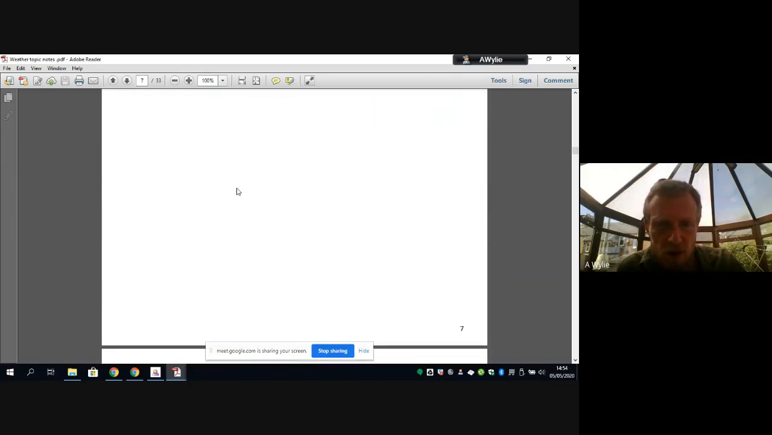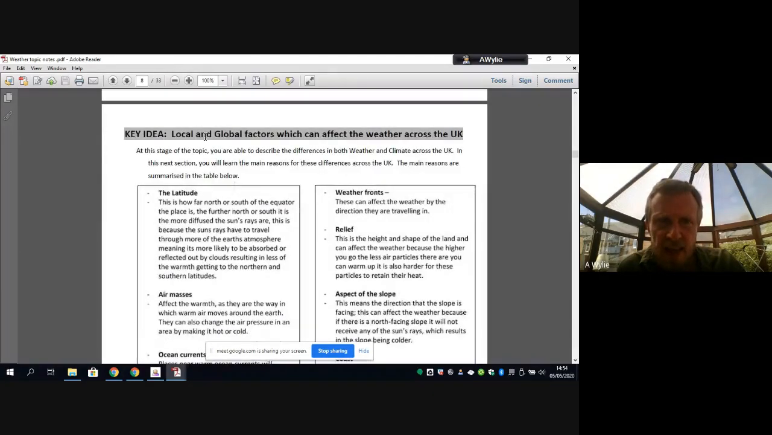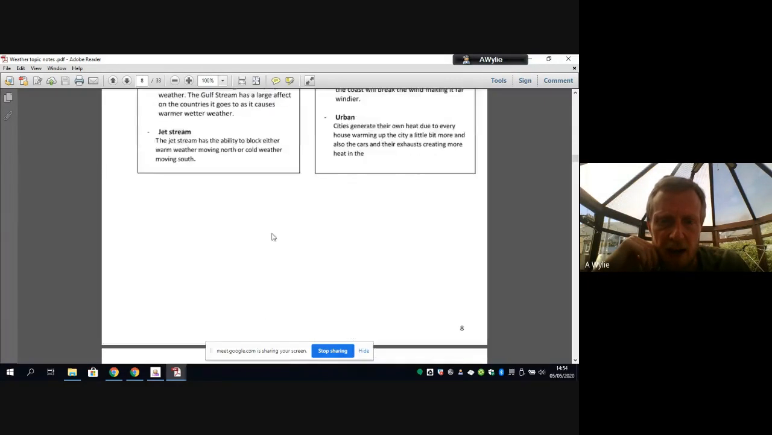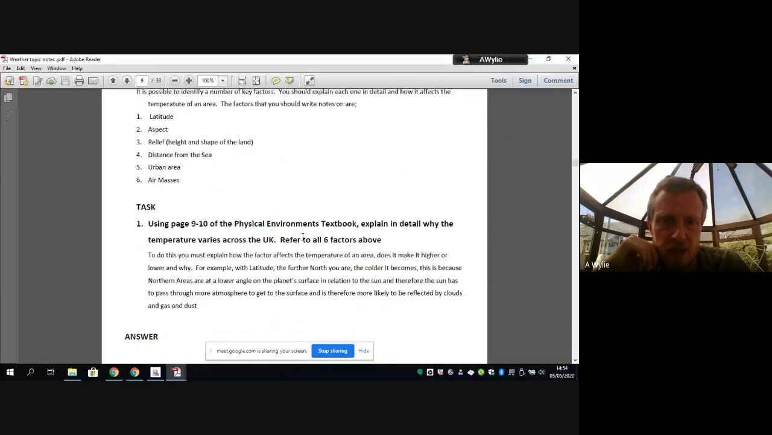If I just move a little bit further on, you then had this key idea of what's causing these variations. So bottom line is, why is it much colder in Scotland? Why is it wetter on the west than the east? And you had to answer this question here.